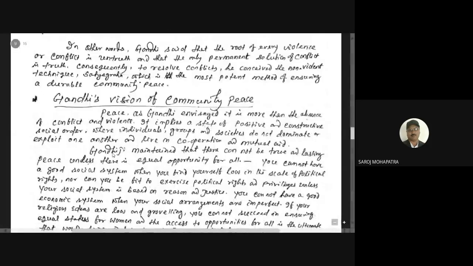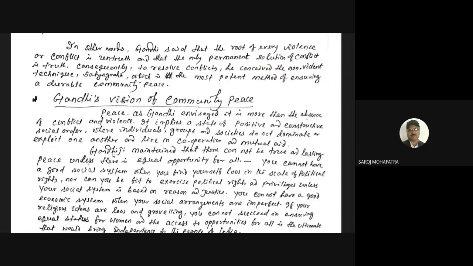So in other words, Gandhi said that the root of every violence or conflict is untruth, and that the only permanent solution of conflict is the truth. To resolve conflicts, he considered the non-violent technique, that is satyagraha, which is the most potent method of ensuring a durable community peace.